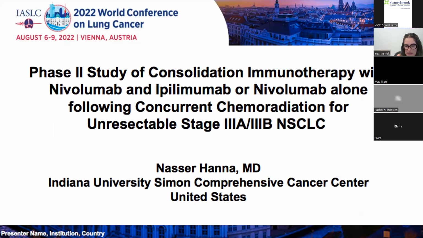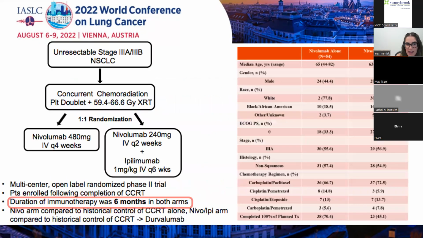Another question regarding stage 3 unresectable non-small cell lung cancer is about the duration of consolidative immunotherapy. In this case, as we know, around 40% of the patients from the PACIFIC trial did not complete the full year of consolidative immunotherapy with durvalumab due to side effects or other reasons. So this study, a phase 2 study of consolidation immunotherapy with nivolumab and ipilimumab or nivolumab alone after concurrent chemoradiation for patients with unresectable stage 3A/B non-small cell lung cancer, evaluated the consolidative immunotherapy for 6 months, as I highlight in this slide.